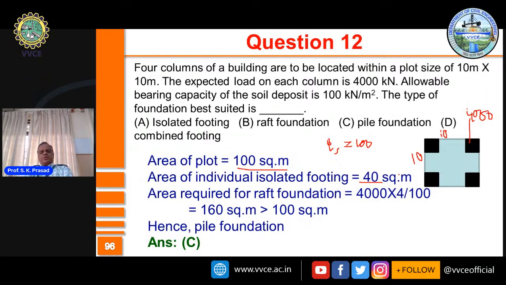Next, you go for raft foundation. Total load is 16,000. SBC is 100. And hence area required is 160 square meters, which is also more than the 100 you have. Therefore, it is also not acceptable. Combined footing, no chance. So none of the shallow foundations are acceptable. So the only solution is to go for pile foundation. That means you're going to transfer the load at greater depths than at shallow depth. Therefore, you need to go for a pile foundation.